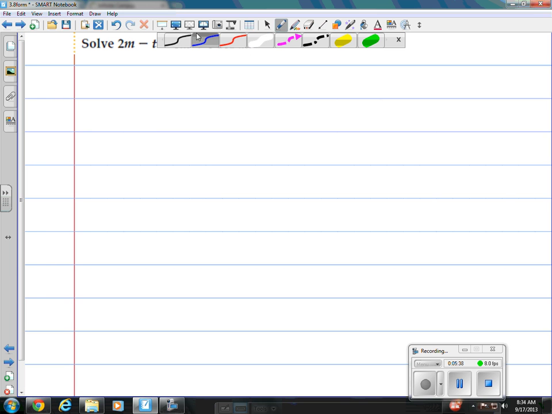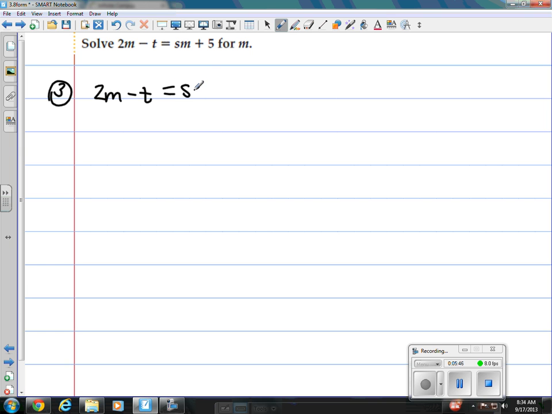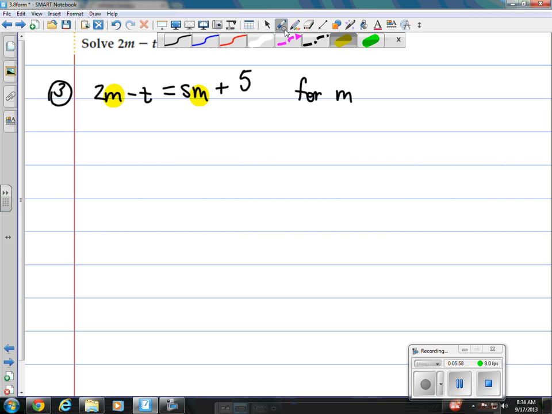Okay, example 3. We're given 2m minus t equals sm plus 5, and we're asked to solve it for m. Here's where I really need you all to pay attention on this example, because our variable m, so I want to identify him, he's on both sides of the equal sign. So this brings back to what side do I want the variable I want on? I want him on the left. So my 2m's already on the left.